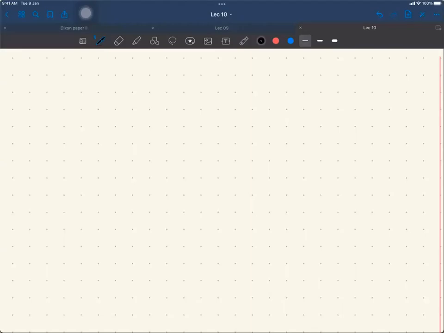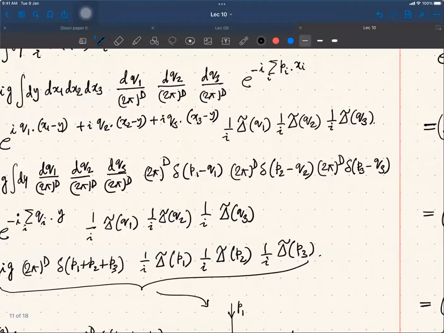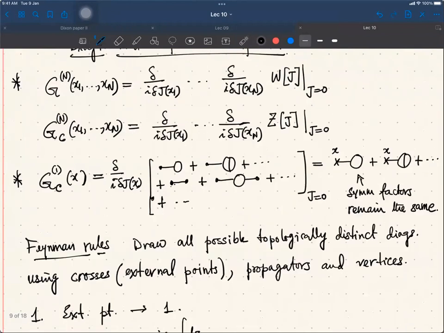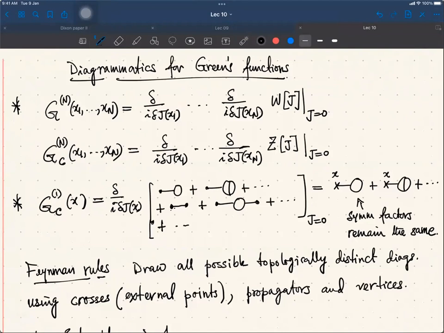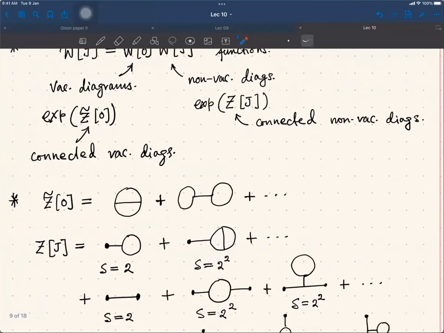Now, to calculate the vacuum diagrams in momentum space, recall that there are no Green's functions for the vacuum graphs, because the definition of Green's function was taking derivatives with respect to J of W or Z, but W or Z do not have vacuum diagrams. At J equal to 0, W is 1. Vacuum diagrams appeared in W tilde.